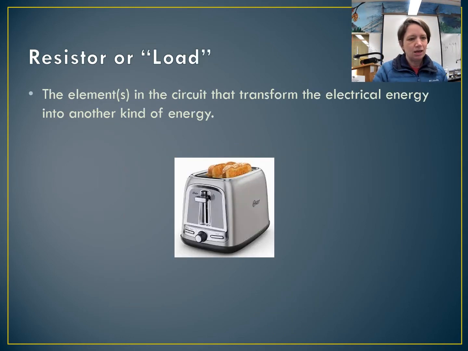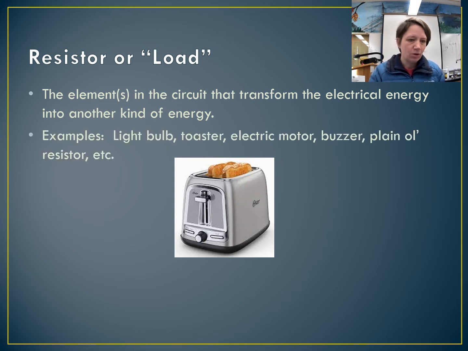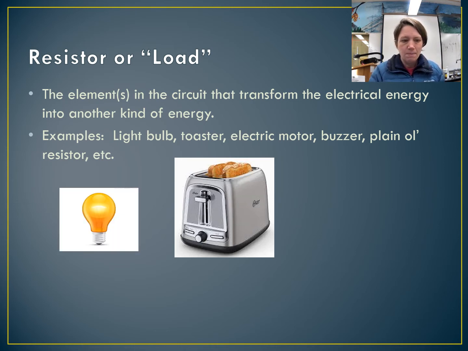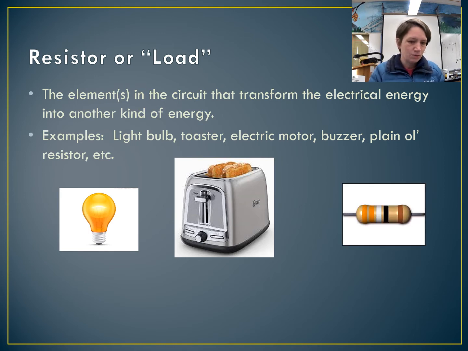The second thing in every circuit is going to be whatever element in the circuit is transforming the electrical energy into another kind of energy. So for example, that toaster, a light bulb could be a resistor, a common one that we use in circuits, electric motors, a buzzer. Sometimes we have these things that are just plain old resistors. Maybe you've seen those if you looked at circuit boards before. The function of those is just to essentially waste energy. They take the electrical energy going through and they turn it into heat.